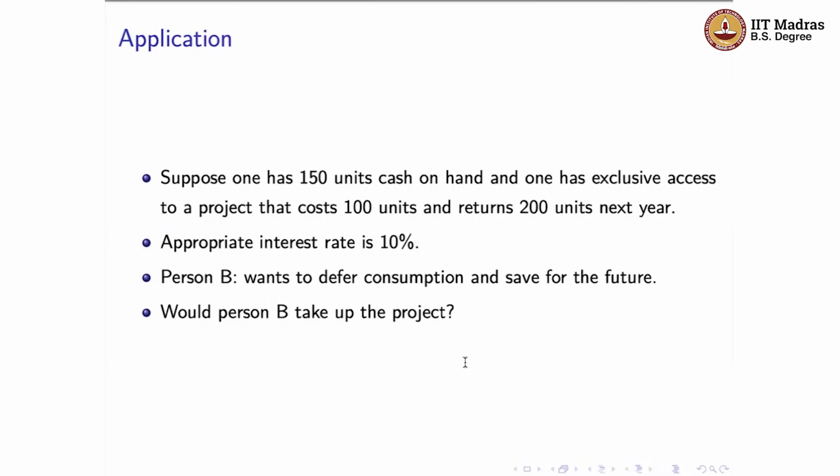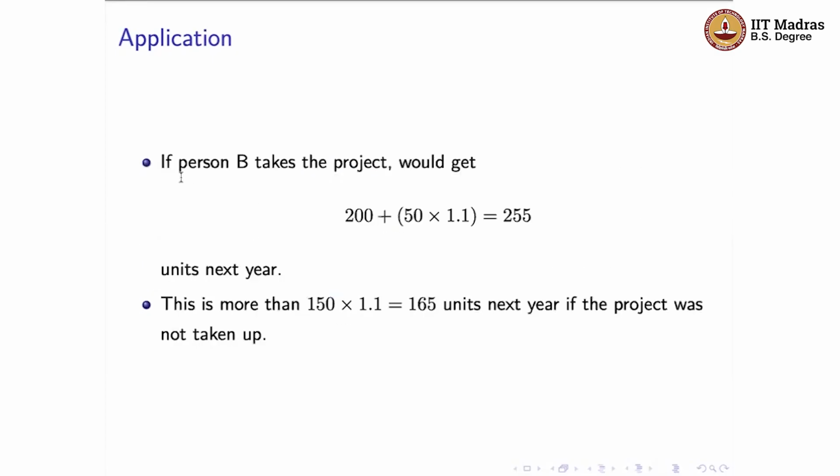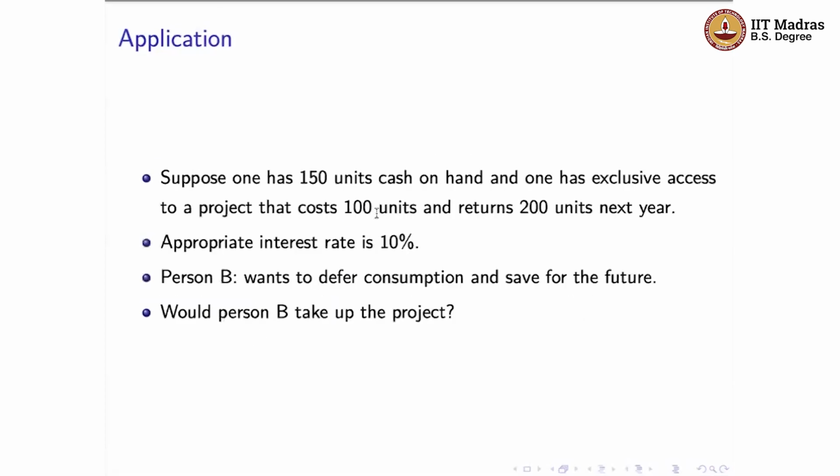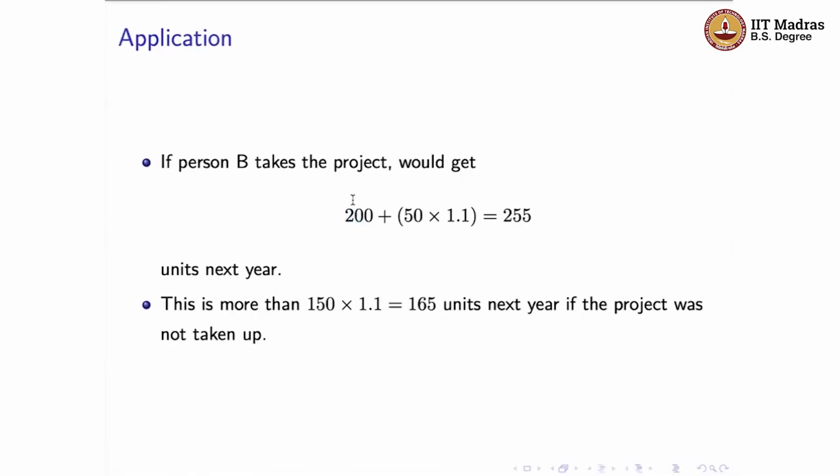So there are two options. Either you do not take up the project or you take up the project. If you do not take up the project, then you have this 150 units of cash in hand. You can put it in the bank and get an interest rate of 10%. If you do put in the money, then you have only 50 units which you would be able to put in the bank, and the 100 units are going to be in the project. So if you do take up the project, you're going to get 200. Remember, 200 is the payoff from this project in the next period.